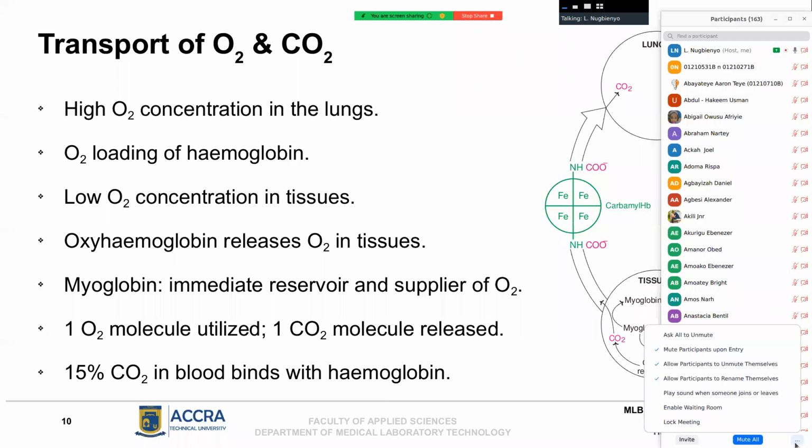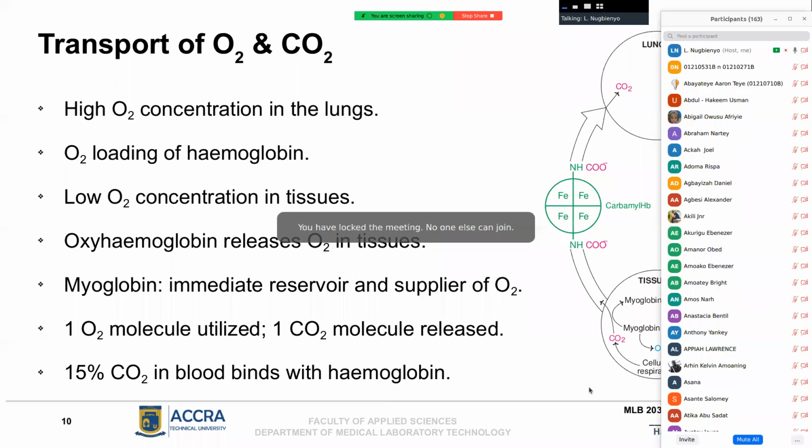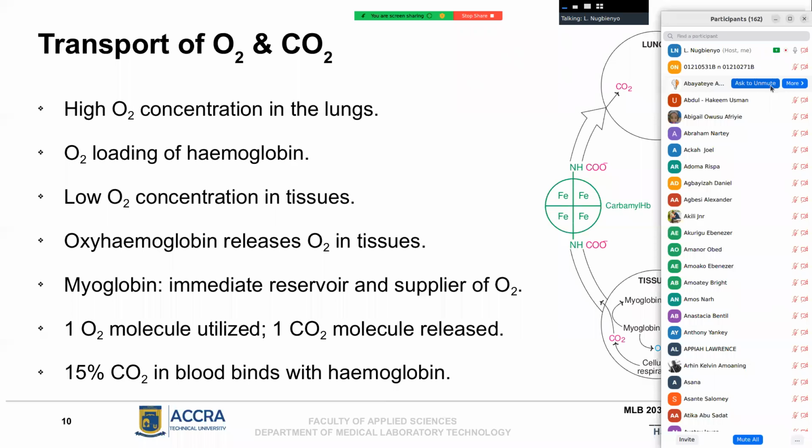I'm trying to minimize this and it's not going. Let me see. So let's please try as much as possible that we don't disrupt the lecture with our microphones on. As I try to mute everyone, now this window is refusing to leave. Okay, let's see. We can't even go to the next slide. I'll stop sharing briefly to deal with the issue and then come back. Okay.